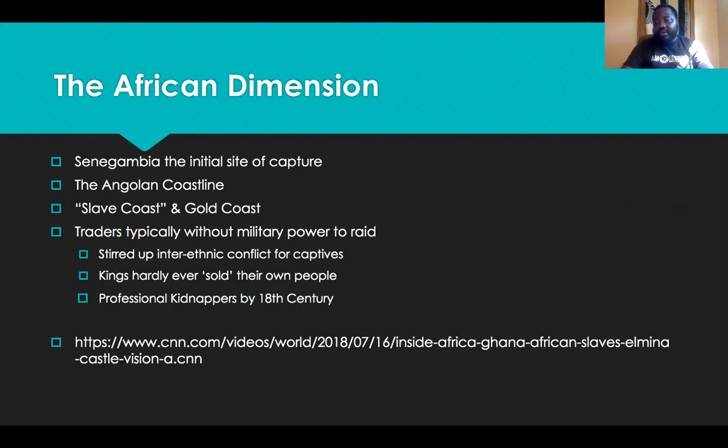So they were not just working directly with the kings. They were now working with other mercenary bands of different African peoples who were kidnapping other folks and selling them off into slavery. So these are some of the basics of the way in which this trade grew.